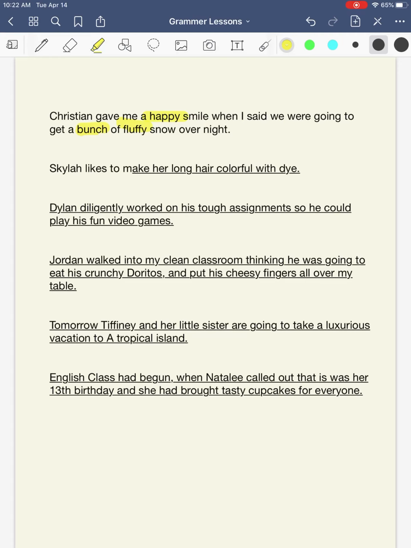Skyla likes to make her long hair colorful with dye. Skyla, hair, and dye. All right, anything that describes Skyla or hair or dye? All right, we have adjectives for hair. What are they? If you said long and colorful, you are correct. All right, again, ignore everything that's underlined. I don't know what happened.